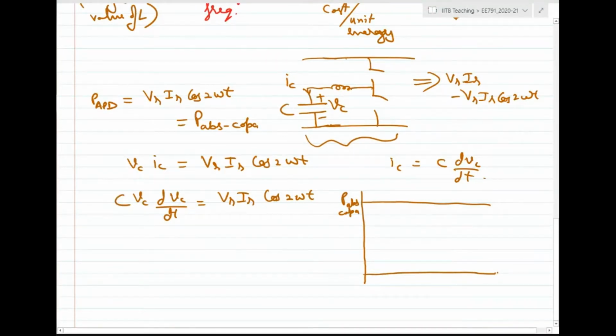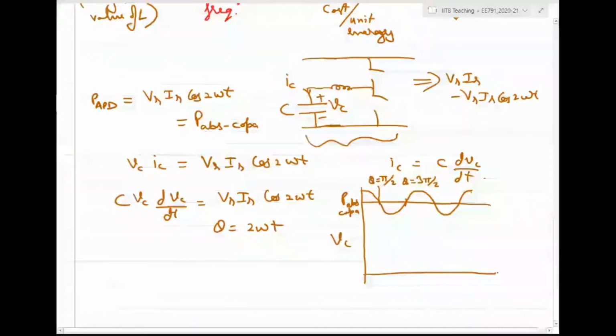So if I draw the power absorbed by the capacitor, this is a cos function, so it looks something like this. If I define theta as 2 omega t, then this point is theta equal to pi by 2. This point is theta equal to 3 pi by 2, and so on. Now, if I try to draw this capacitor voltage, how would the capacitor voltage look like?